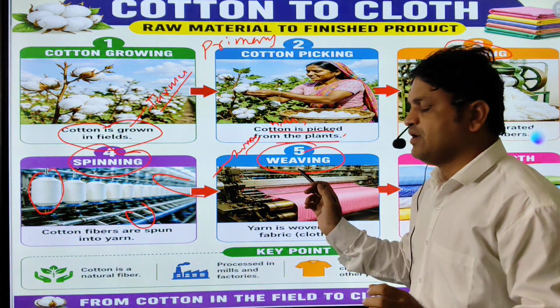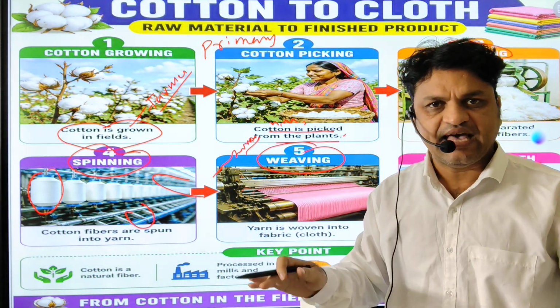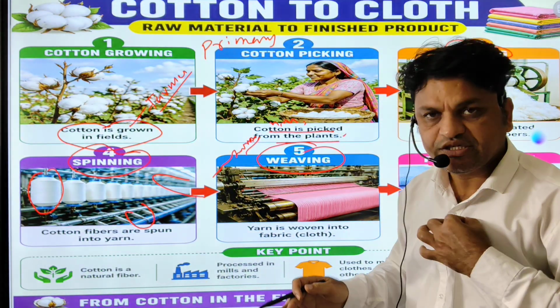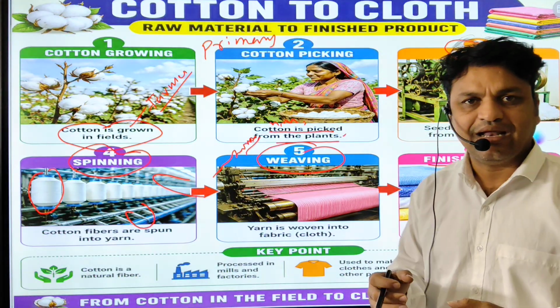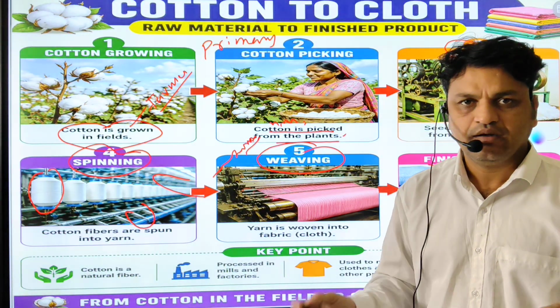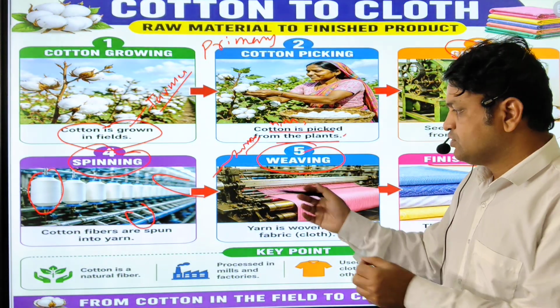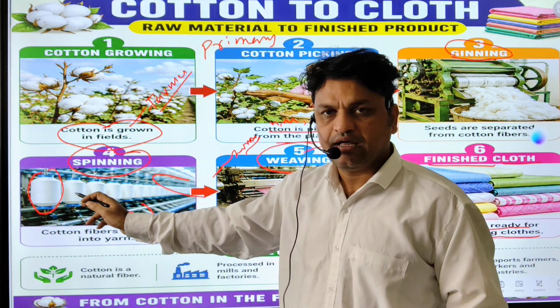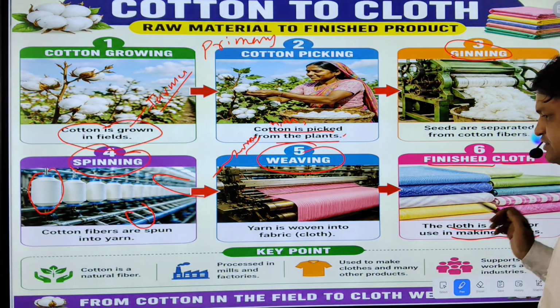Then after that we have weaving. All the thread is converted by weaving into a sari or dupatta, or a shirt or pant, whatever it may be. Then after that they add some color. The dyeing process will be there. That is called dyeing. All the thread is initially white. After adding different colors, finally the finished goods come.